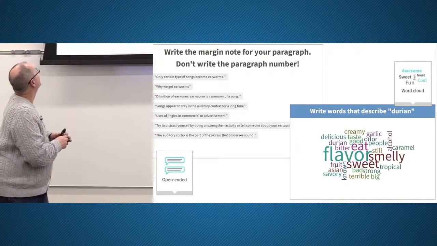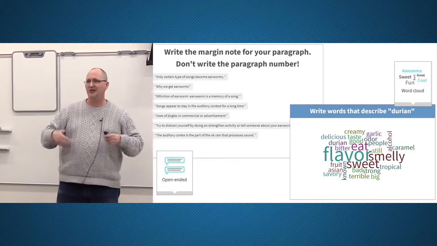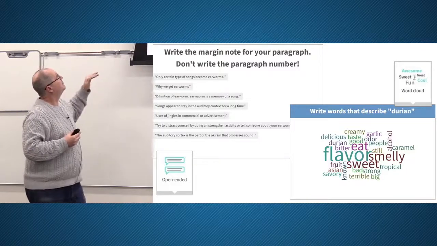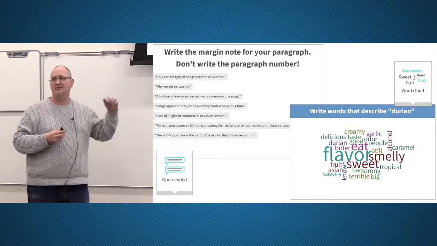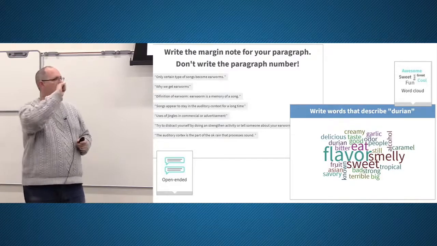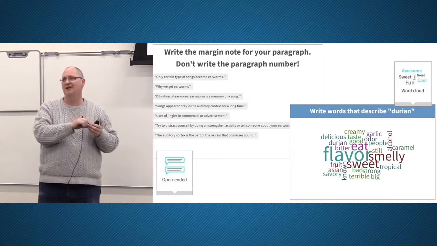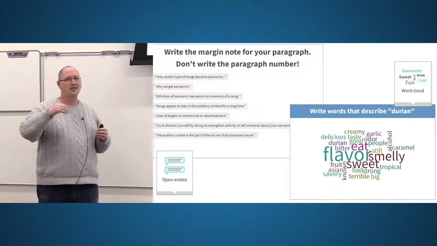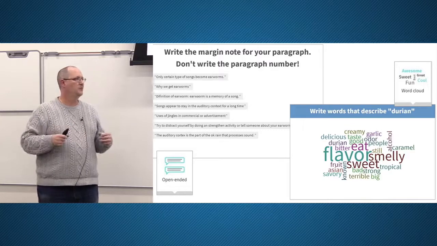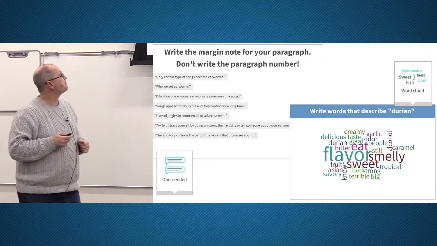And I said, do not write the paragraph number, because then this could turn into an activity where once we see the different margin notes or summaries of paragraphs, the partners could then take a look at those and say, okay, we see ours. Now, here are all these other ones, and we can match the other students' margin notes to the different paragraphs. So it's kind of a fun way to bring in some interactivity through this platform.